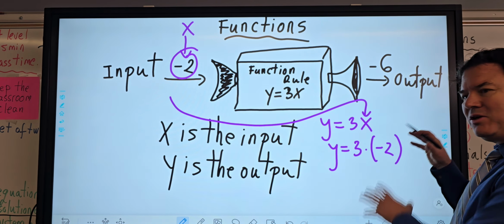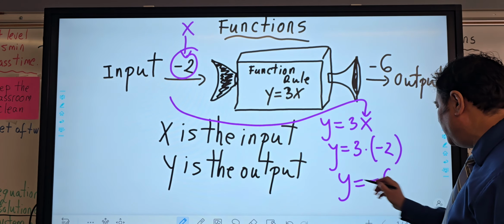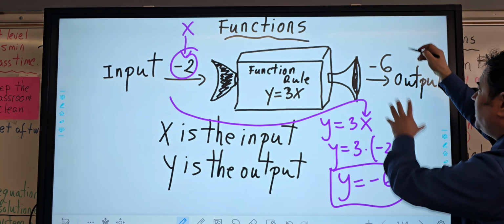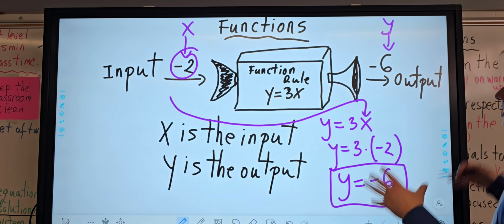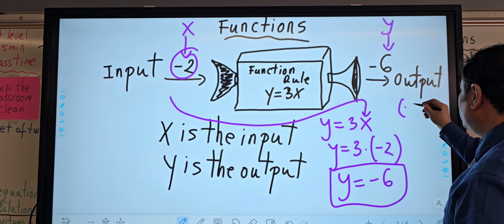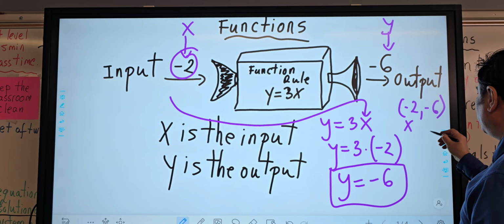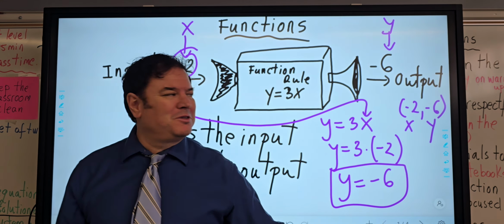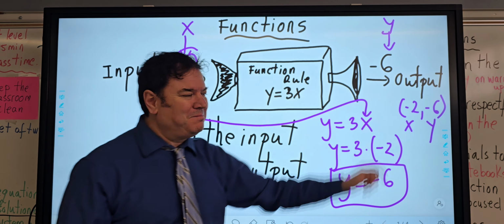So we have y equals 3 times -2 now. And of course, 3 times -2 is -6. Y equals -6. And it's right there in our drawing, right? -6 is our y. Okay? And remember, the ordered pair is -2 and -6. -2 is x, and -6 is y. Just like the vending machines. You put a dollar in, and then you get only one item.